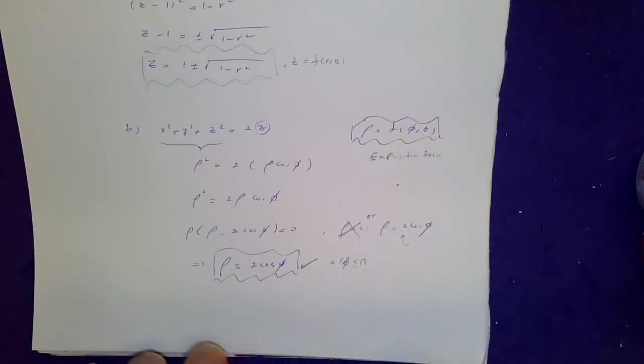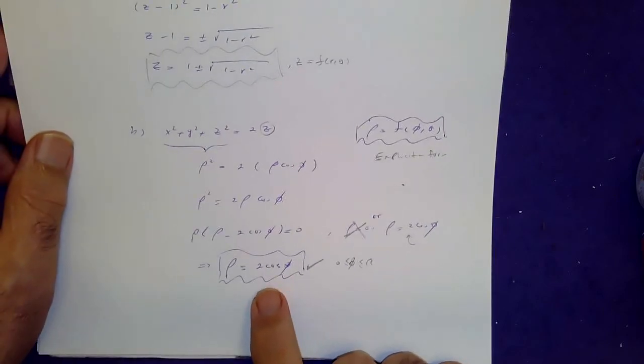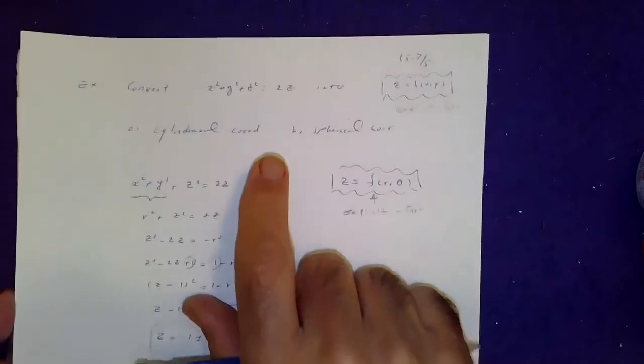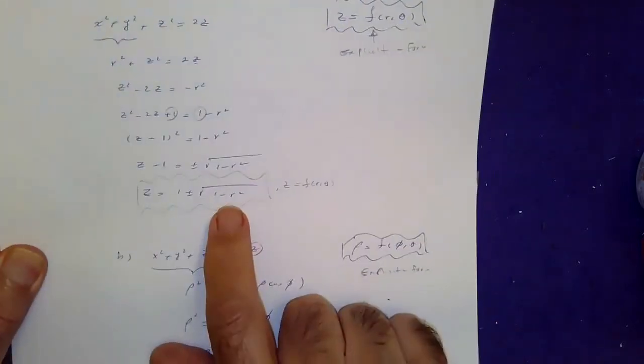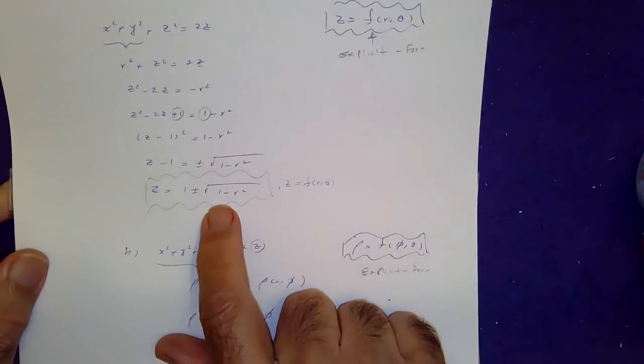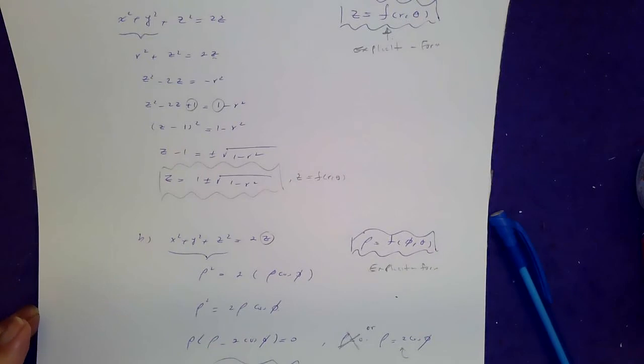This should be the equivalent equation in spherical coordinates for this equation in Cartesian. And this is how the same equation looks in cylindrical coordinates. Thank you.